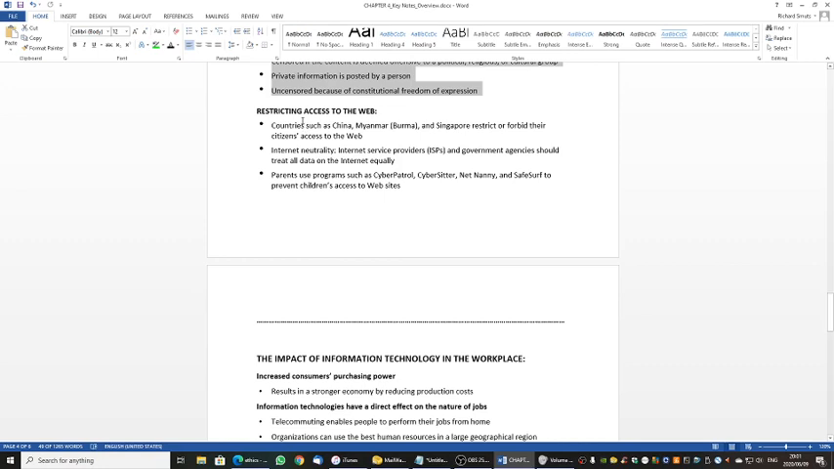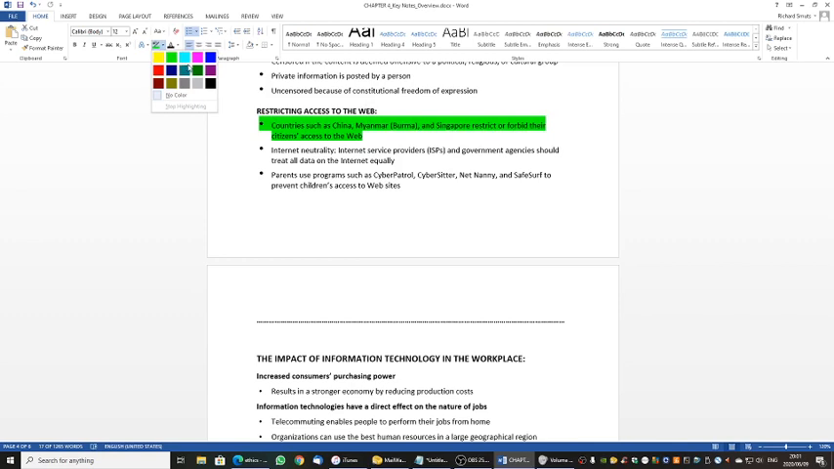Restricting access to the web. This is more informational and more of interest. Countries such as China, Burma, Singapore restrict or forbid their citizens access to the web. Whether that is democratic or not is debatable, but it is something to think about.